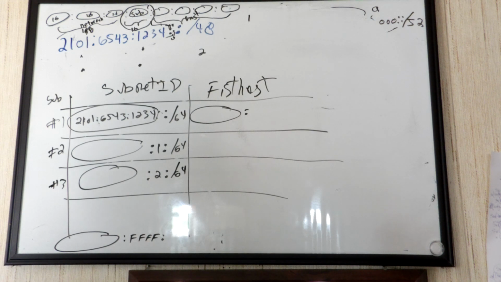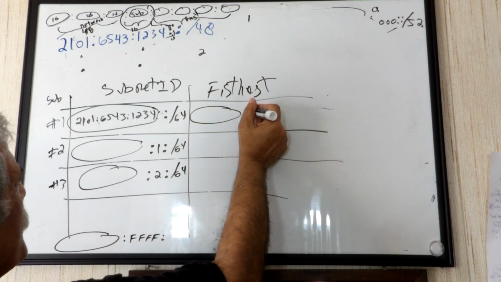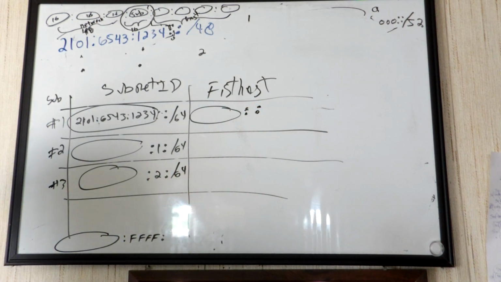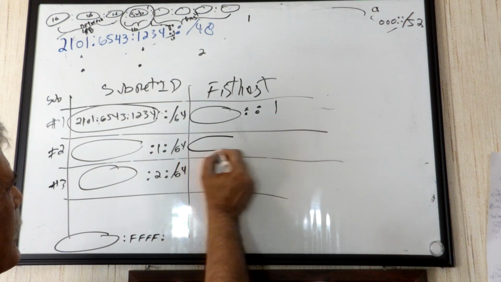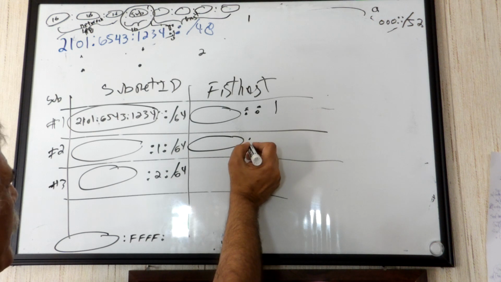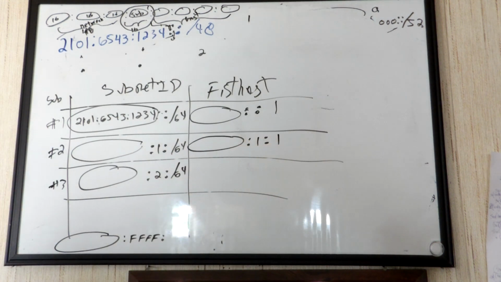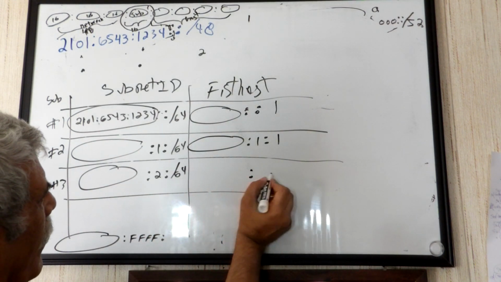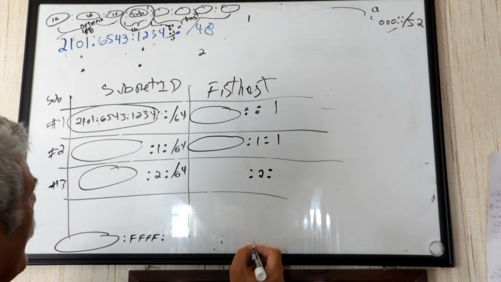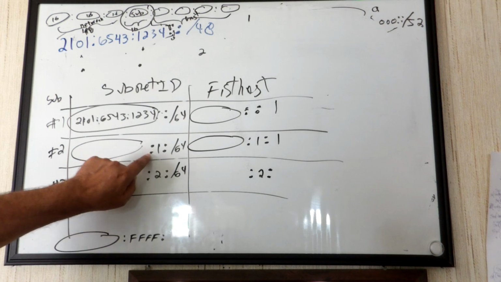And then, if you have this one here, the first host. What is going to be the first host? 1. It's going to be the first host for this one. It's going to be 1, and then 2. See, this means this is a subnet.